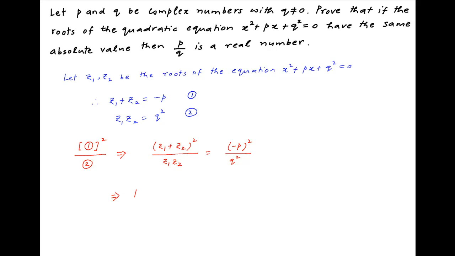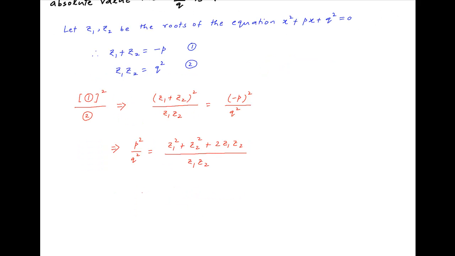This implies that p square upon q square is equal to z1 square plus z2 square plus 2 times z1 z2 divided by z1 times z2. And this is equal to z1 upon z2 plus z2 upon z1 plus 2. Now on the right hand side, multiply and divide the first term by the conjugate of z2 and multiply and divide the second term by the conjugate of z1.